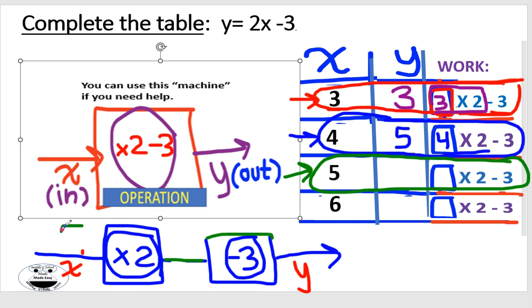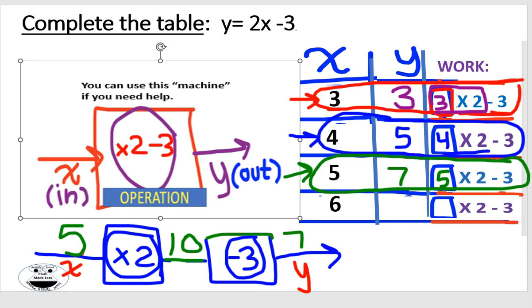So I'm going to either use the machine and put the 5 here, or I can do it here. So 5 times 2, I get my answer of 10. And then I need to go to the next machine. 10 minus 3 is 7. So I can do it here too. 5 times 2 is 10. And then 10 minus 3 is 7.